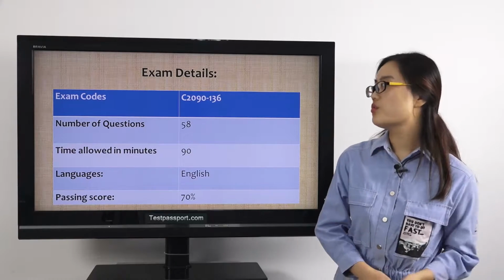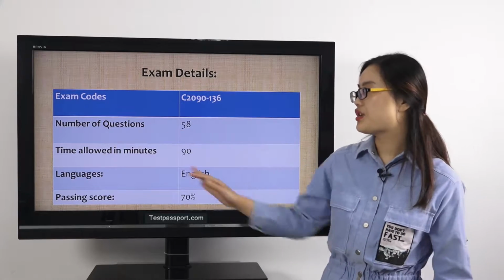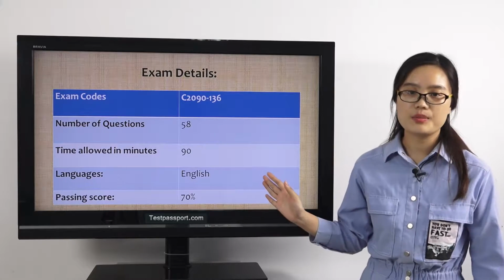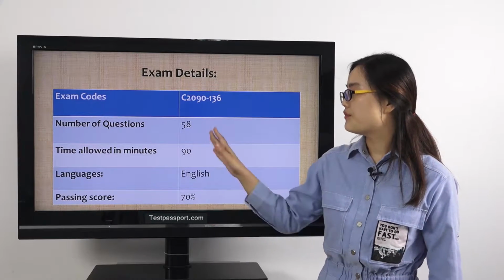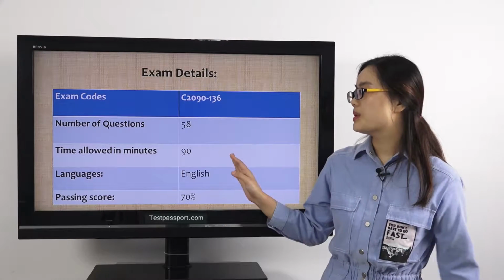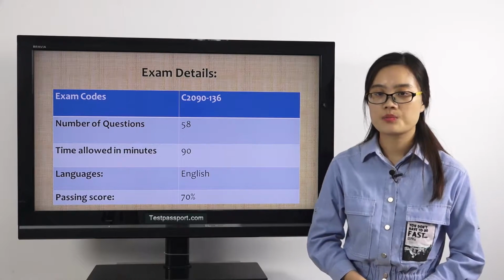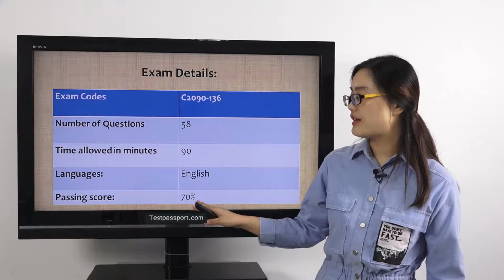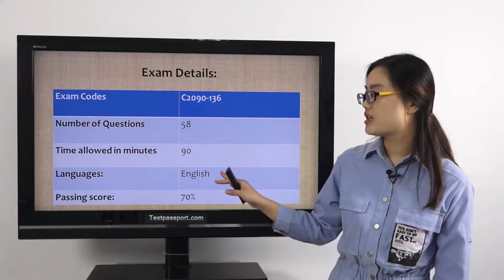Let's check chart 1. From this chart, you can see the basic information of this exam. There are 58 questions in this real test, and you have to complete this test in 90 minutes. The required passing score is 70%. Languages: English.